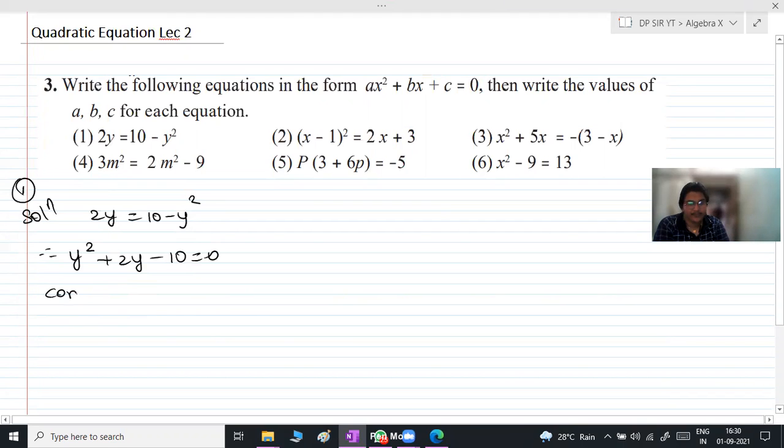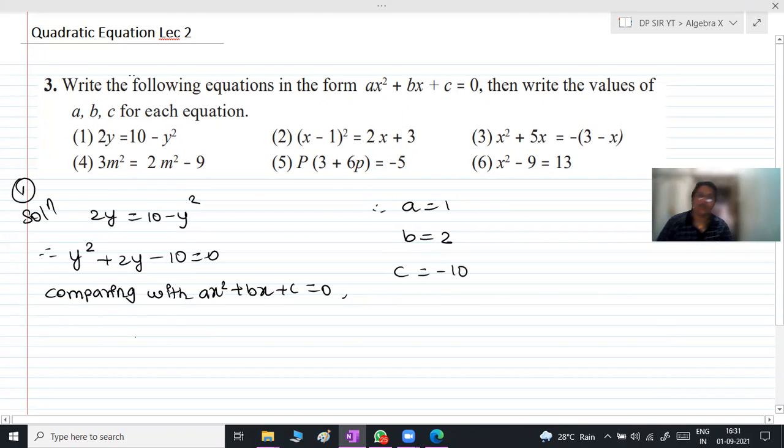Comparing with ax square plus bx plus c is equal to 0, you are going to get, therefore, a is equal to 1, b is equal to 2, and c is equal to minus 10. So this is what they have asked in the question. Yes or no?